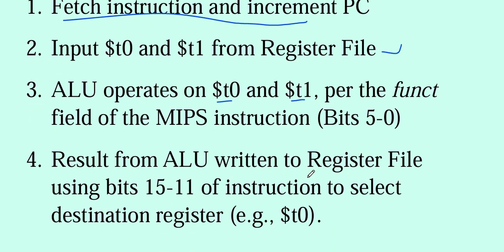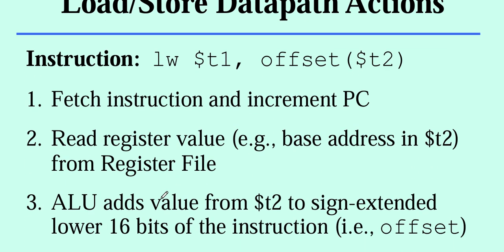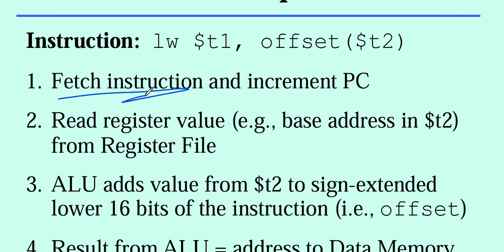Now the result is written to the register file using bits 15 to 11, and we saw why it's 15 to 11 in the earlier video. So that's basically it. Now we can go through the same steps for load word. I told you the fetch and increment PC is the same. Reading the register file is also the same. So this is fetch and this is decode. You basically do the first two steps in all instructions, but the first one is constant, while the second one, depending on the instruction, you have to do a bit differently.